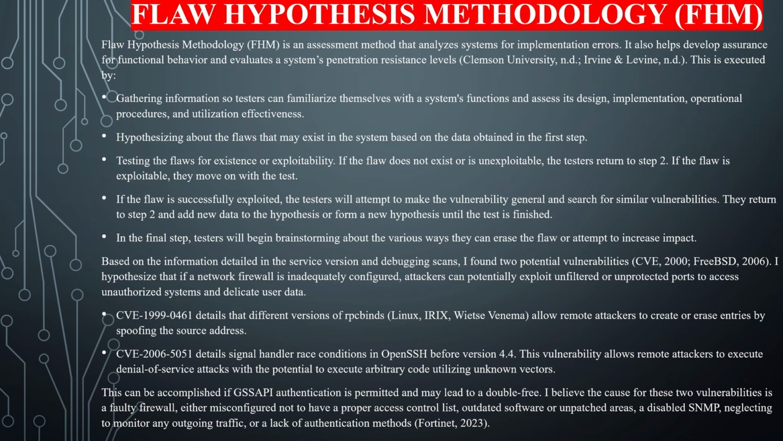If the flaw is successfully exploited, the testers will attempt to make the vulnerability general and search for similar vulnerabilities. They return to step 2 and add new data to the hypothesis or form a new hypothesis until the test is finished. In the final step, testers will begin brainstorming about the various ways they can erase the flaw or attempt to increase the impact.